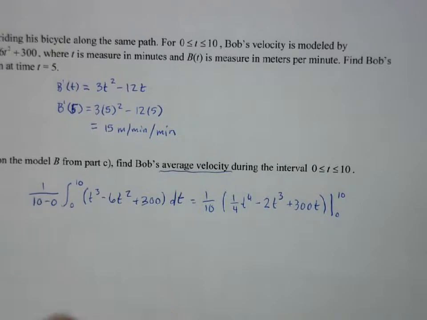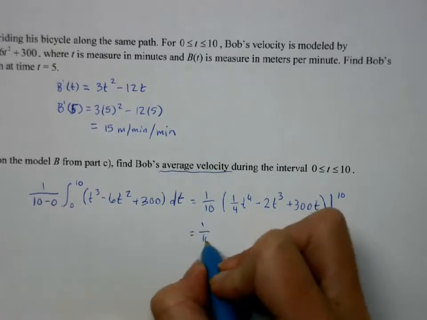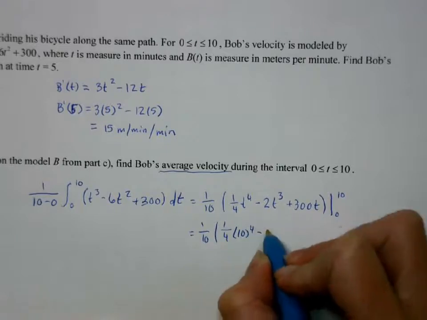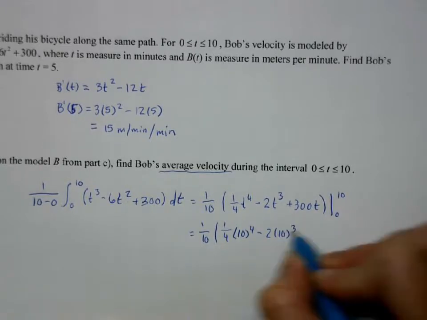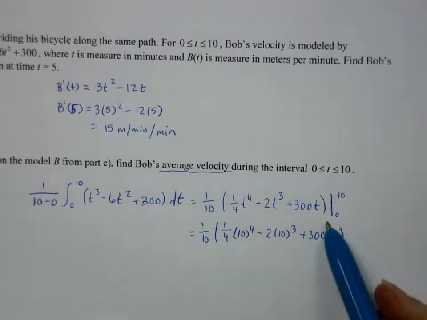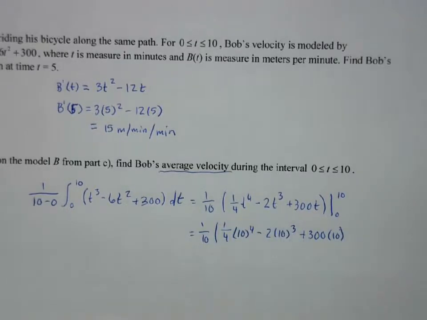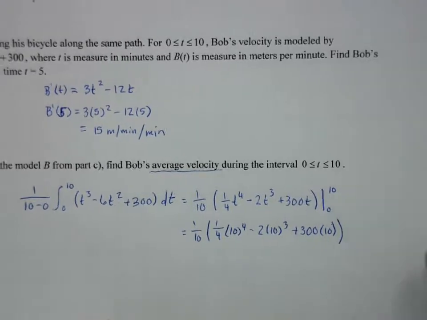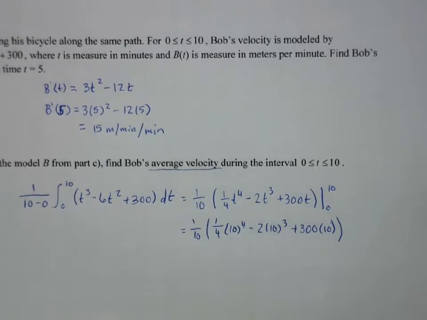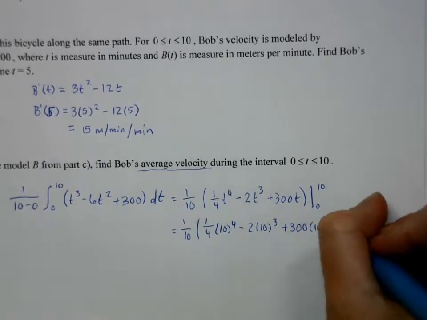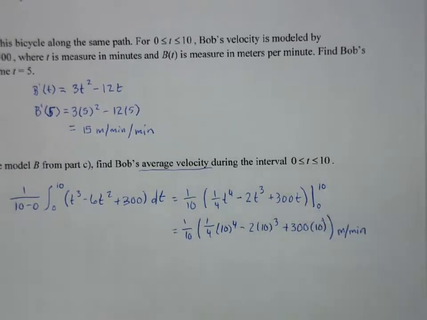So this is 1/10 times 1/4 10 to the 4 minus 2 10 cubed plus 300 times 10, minus 0, which is 0 if I plug in 0. So I'm going to go with that, and I'm going to leave it just like that because you did not have a calculator on. So the average velocity will be in meters per minute.